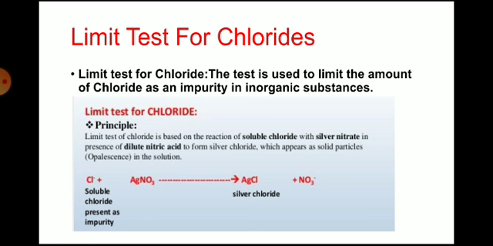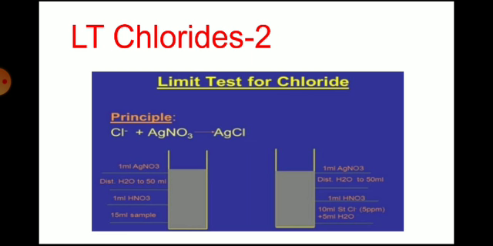In this figure, as we see the reaction previously, the procedure includes addition of 1 ml silver nitrate, then distilled water up to 50 ml, 1 ml of nitric acid, and the sample and standard. The addition of 10 ml of known impurity is about 5 ppm.